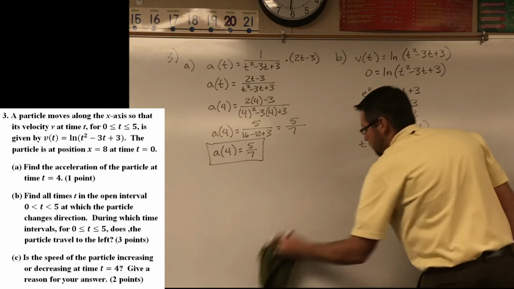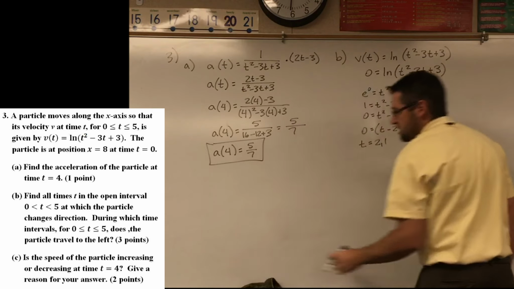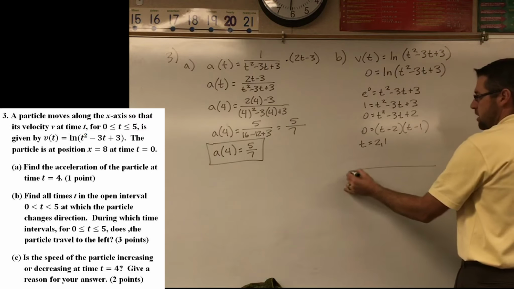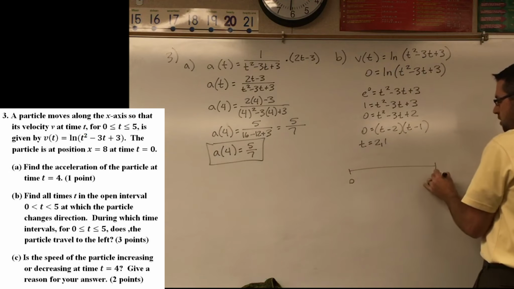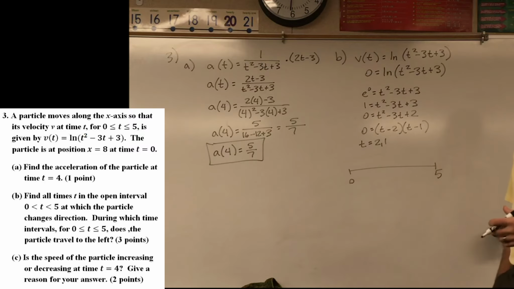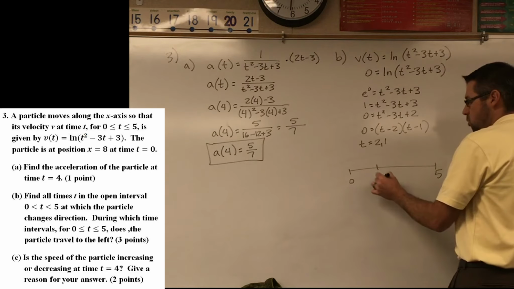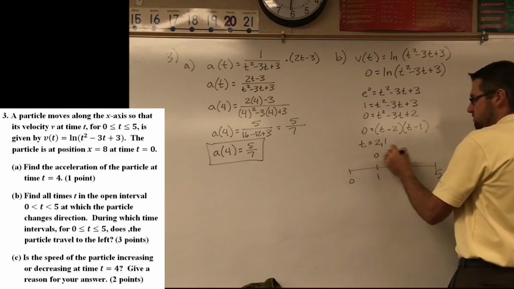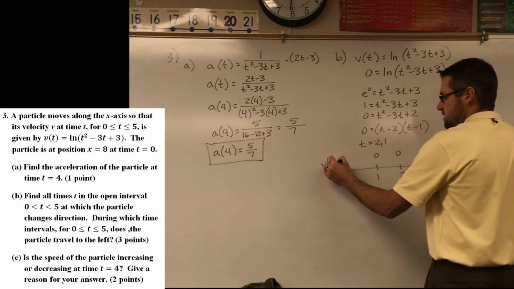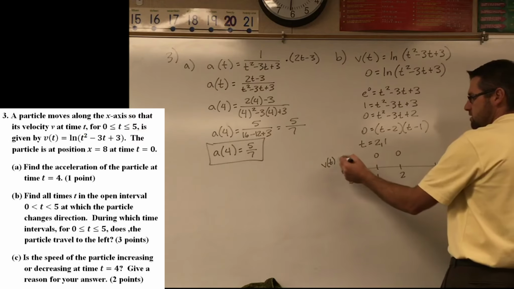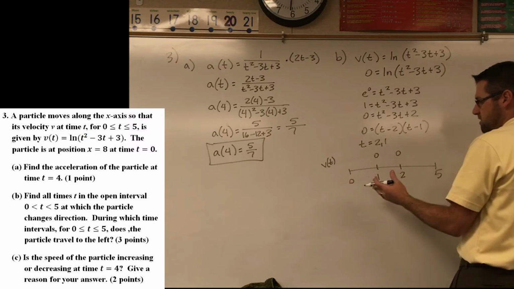So we are looking for when velocity changes signs, so we have to look at our number line. 0 and 5 are our endpoints. We do not have to consider those because they're outside the domain. It was an open interval. But we do have to consider 1 and 2. This is when velocity is 0. So v of t is 0 at 1 and 2.